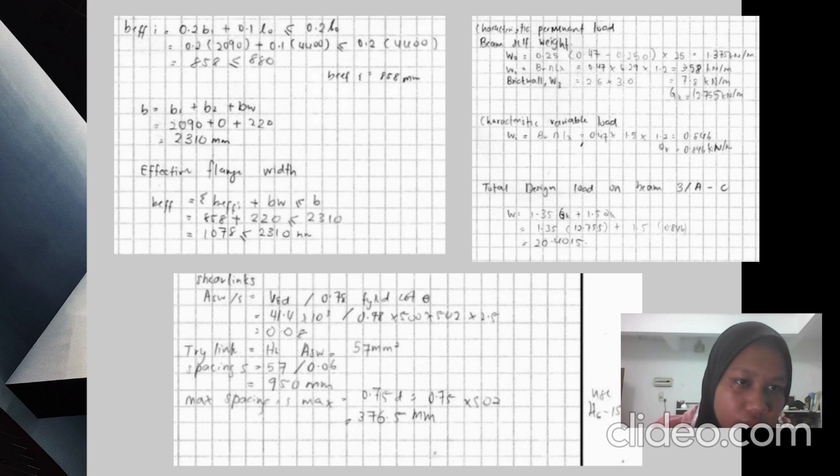Then the total value of QK, which is 0.8494 kilonewton per meter. Then the shear length for this beam is 0.08. Then the spacing for this beam is 950 millimeter. Maximum spacing for this beam is 376.5 mm.